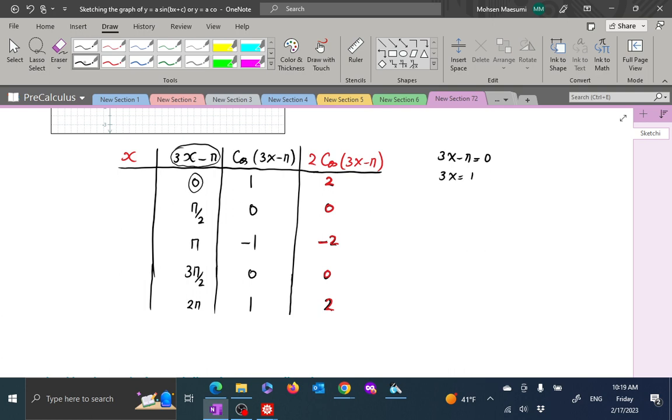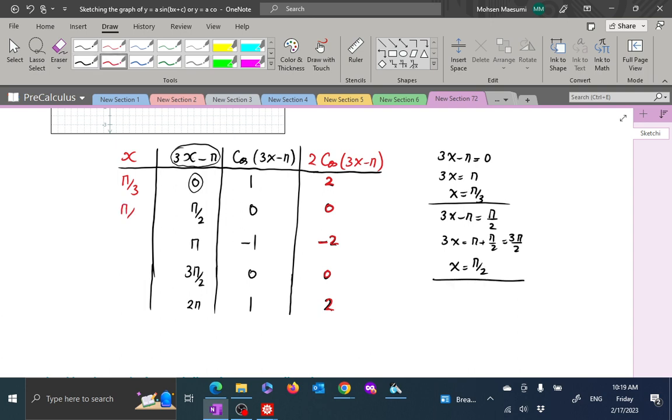So of course 3x is going to be equal to pi, so x is equal to pi over 3. So the x value at which this happens is pi over 3. Then we are going to repeat this game with respect to each of these other critical angles. So this was the first one, and then I go 3x minus pi equal to pi over 2. So 3x is equal to pi plus pi over 2. Take common denominator. We have done this several times. Divide by 3. So x is equal to pi over 2.